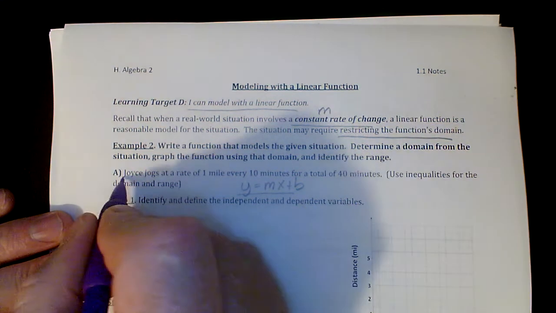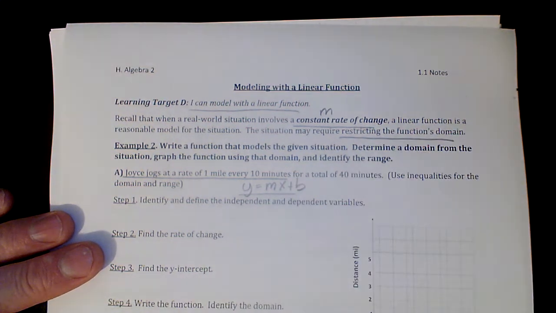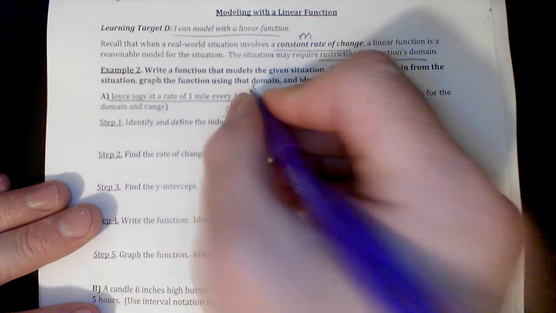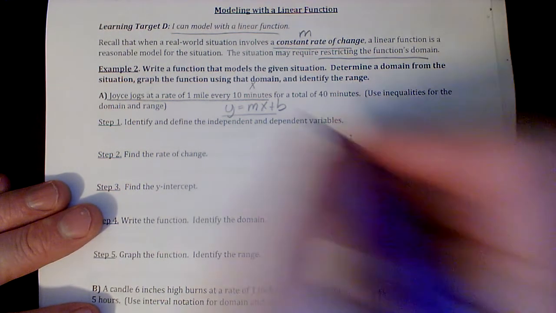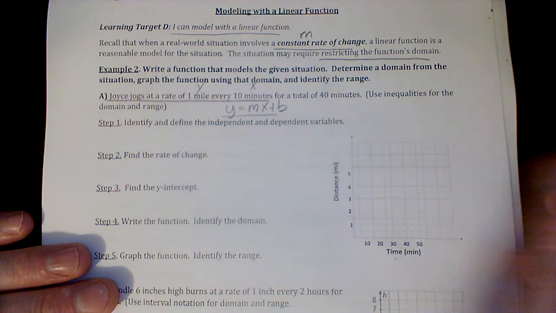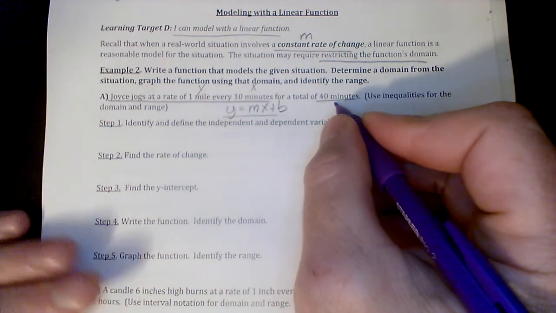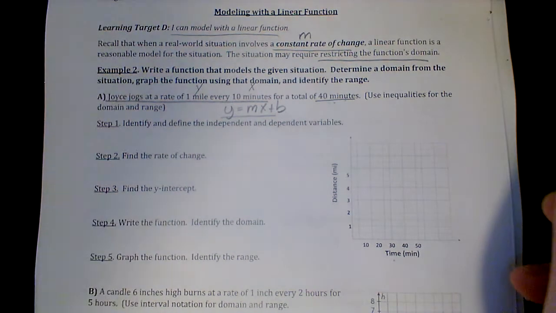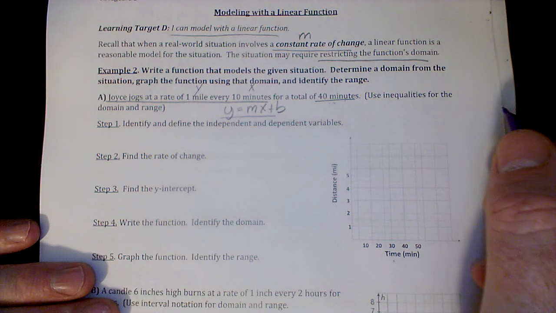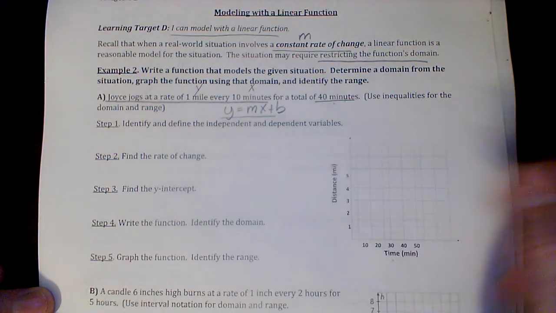All right. Joyce jogs at a rate of 1 mile every 10 minutes. I'm just going to look down here, and I'm going to see that the time is my x. Time is generally independent, so I'm going to put x over the minutes, and my miles is my y. That's usually the dependent variable. And she does it for a total of 40 minutes. So I've just limited my domain. Use inequalities for domain and range. So here we go.